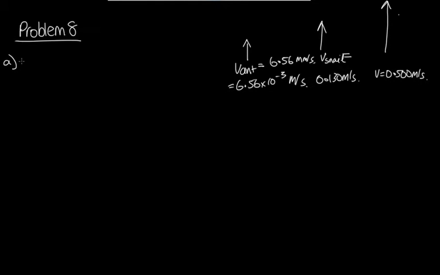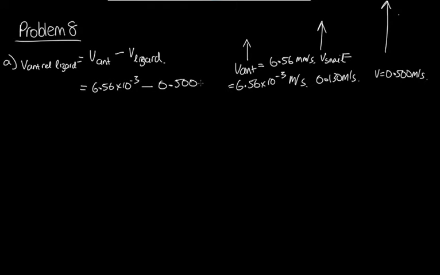So the velocity of the ant relative to the lizard is equal to the velocity of the ant minus the velocity of the lizard. And so this is equal to 6.56 times 10 to the minus 3 minus the velocity of the lizard, which is 0.500. Solving this on the calculator, we get minus 0.493 meters per second.